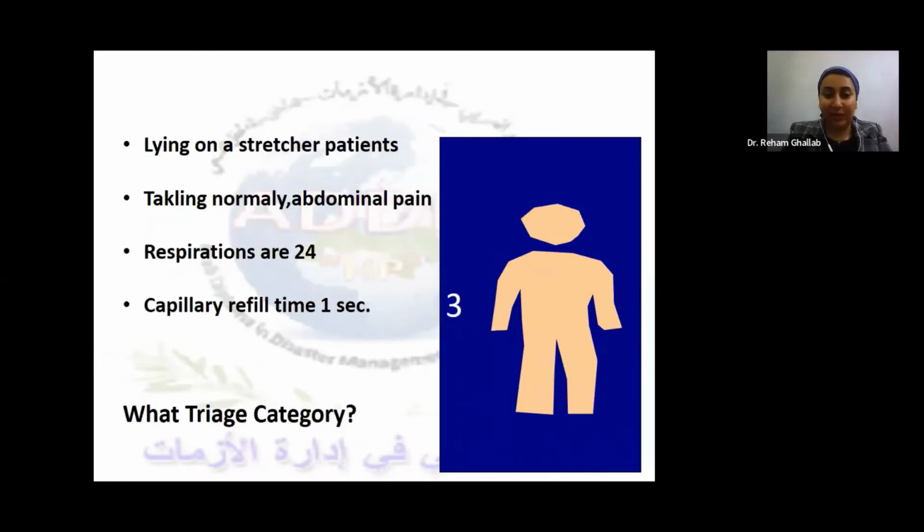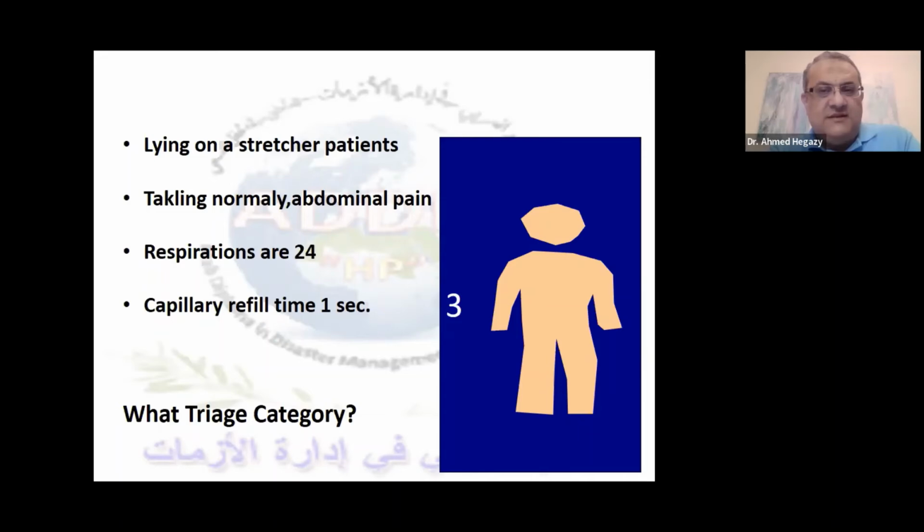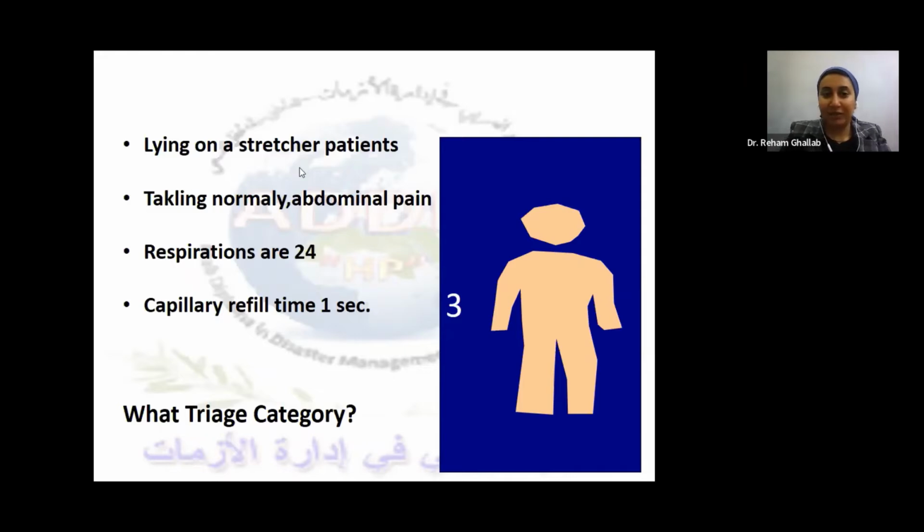Okay. Next one, the patient lying on a stretcher, talking normally, has abdominal pain, respiration 24, capillary fill time 1 second. What is the category? Any one of the attendees, you can unmute and answer or write in the chat. Again, patient lying on a stretcher, talking normally, has abdominal pain, respiratory rate 24, capillary fill time 1 second. What is the priority of this patient on triage by sieve?